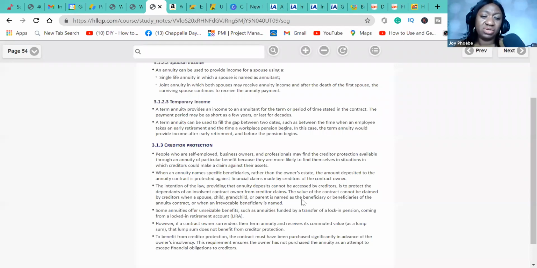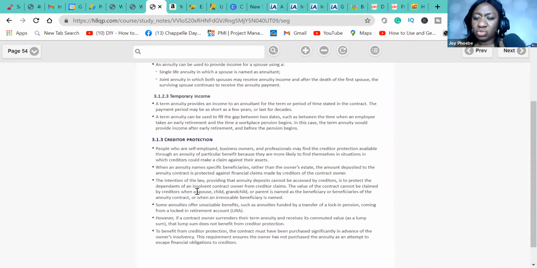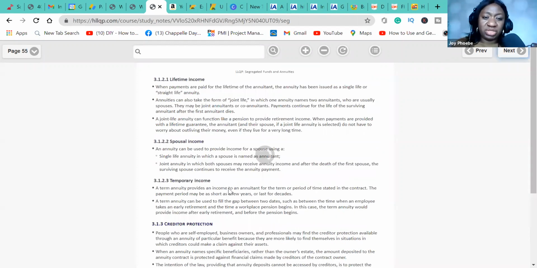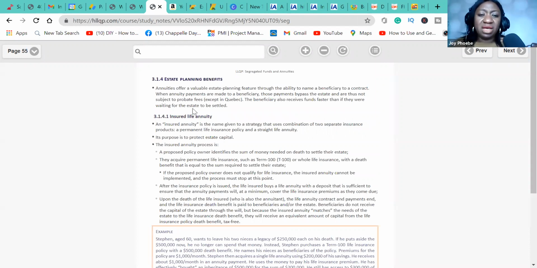Just like segregated funds, annuity is creditor protected. I'm not going to go into details about that because I explained creditor protection features for segregated funds in chapter 2. Now, also estate planning benefits. Annuities offer valuable estate planning features through the ability to name a beneficiary to the contract. When annuity payments are made to a beneficiary, those payments bypass the estate and are thus not subject to probate fees.